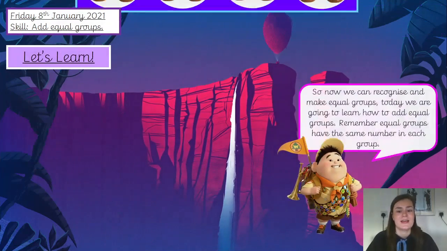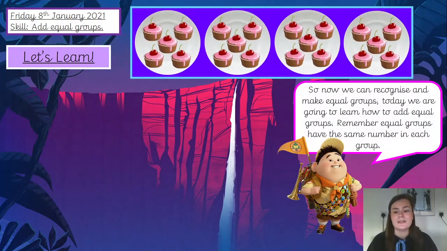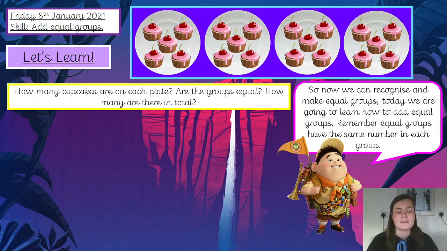Okie doke, let's learn. So now we can recognise and make equal groups. Today we are going to learn how to add equal groups. Remember, equal groups have the same number in each group. We just recapped that, didn't we? So, how many cupcakes are on each plate? Are the groups equal? And how many are there in total? Pause the video and see if you can answer those 3 questions. You don't need to write anything down. Just think about or talk about those 3 questions for me.